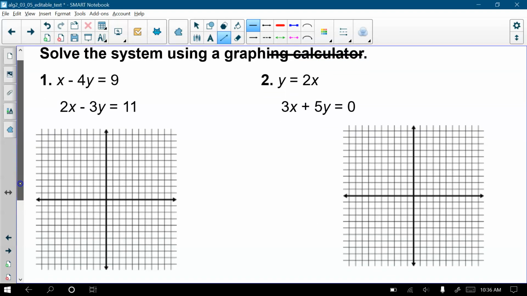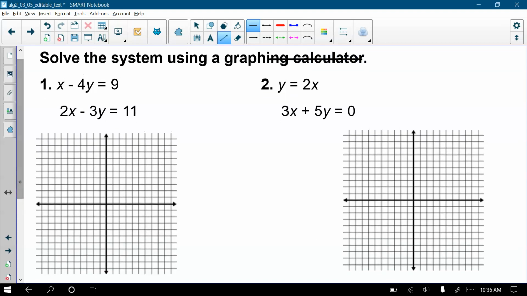So, first of all, a system is two or more equations. I'll put that on the next slide. But a system is two or more equations that are graphed in the same graph. If you graph two or more equations in the same graph, sometimes those equations will overlap, sometimes they won't. If they overlap, their intersection is the solution. Again, I'll summarize all that on the next slide.